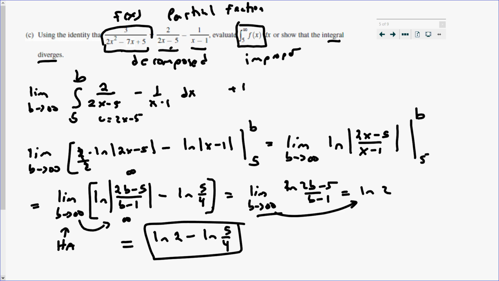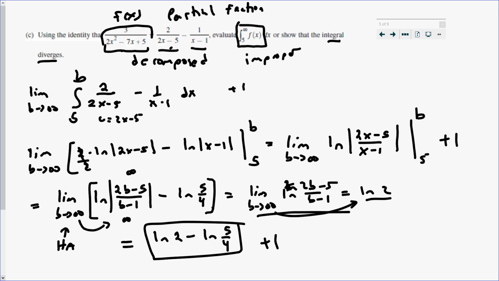Remember, over here, we're just saying, hey, look, if I'm taking the natural log, the limit as b goes to infinity of (2b minus 5) over (b minus 1), that's just 2. And because of the natural log there, we get natural log of 2. And that's where that comes from. And this would be, let's see here, you get 1 point for writing it out, 1 point for your antiderivative, and then 1 point for your answer. That's worth 3 points right here.